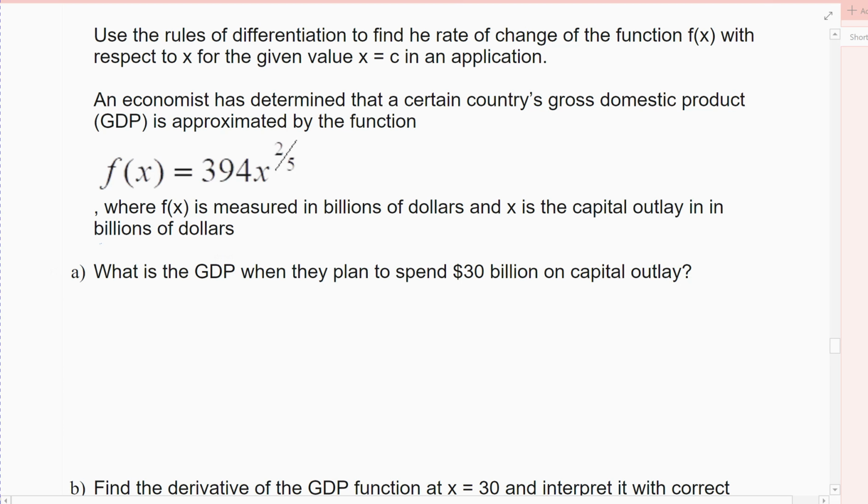Alright, so the next applications are using the rules of derivatives, defined as the rate of change of the function f of x with respect to x at a given c value in the application. So to understand it in terms of the application.